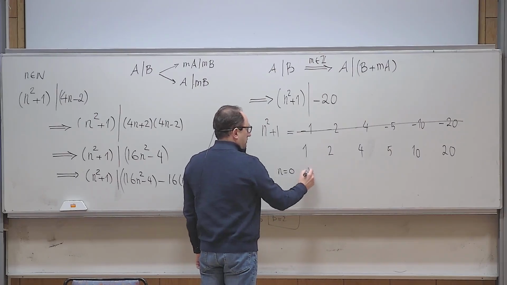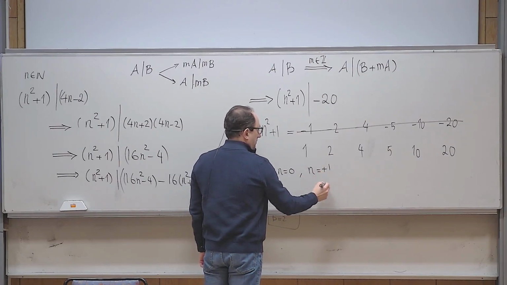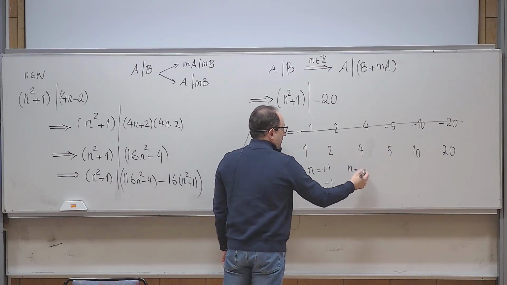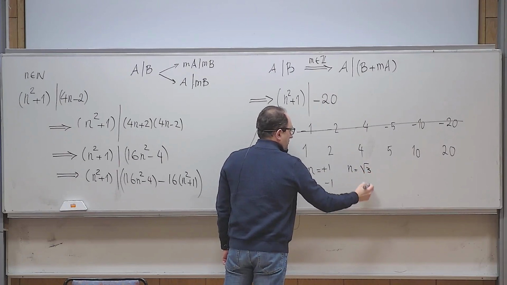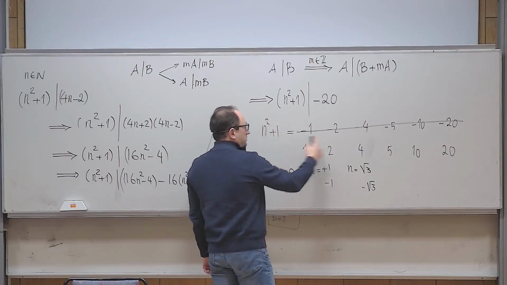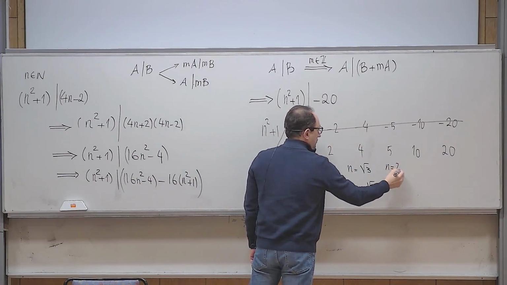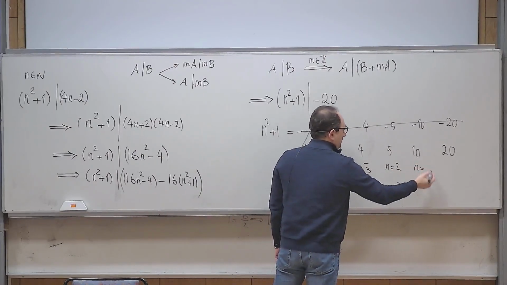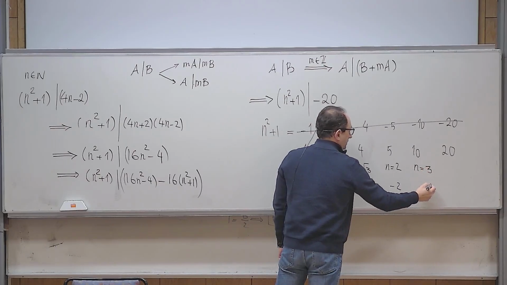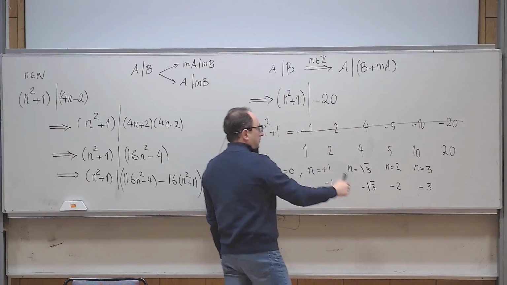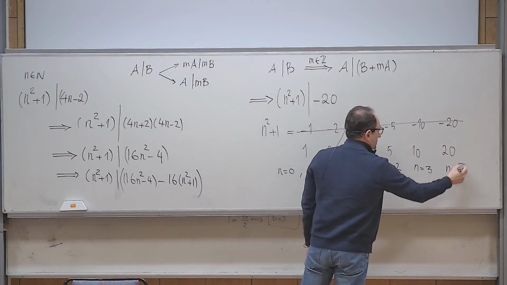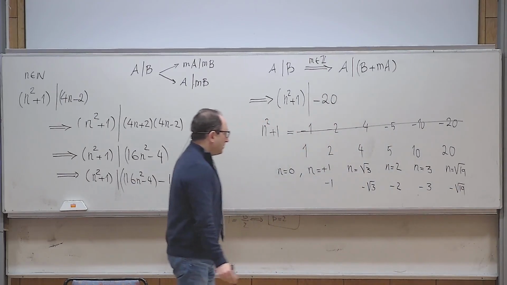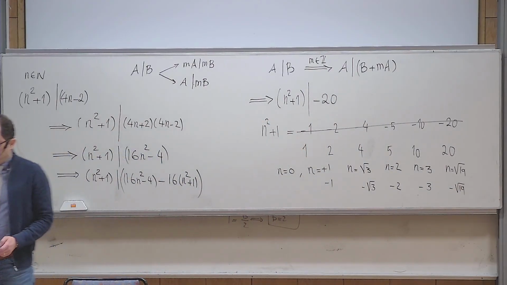N squared is 1, so n becomes plus 1 or minus 1. If n squared plus 1 is 4, n becomes the square root of 3 or minus the square root of 3. If n squared plus 1 is 5, n becomes 2 or minus 2. If n squared plus 1 is 10, n becomes 3 or minus 3. And if n squared plus 1 is 20, n becomes the square root of 19 or minus the square root of 19. Okay?